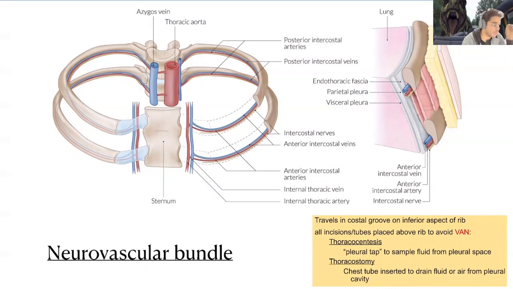All incisions and tubes have to be placed at a unique angle, right? It travels via the costal groove of the inferior aspect of the rib. So right here is your VAN. So that's why you try to avoid it by going superior to your actual rib, okay?